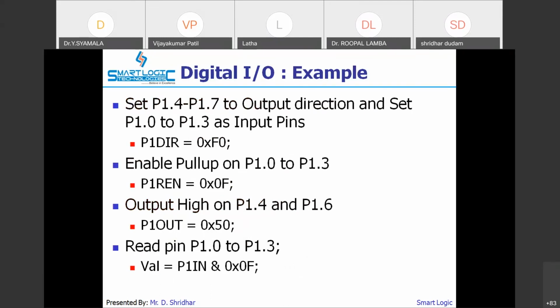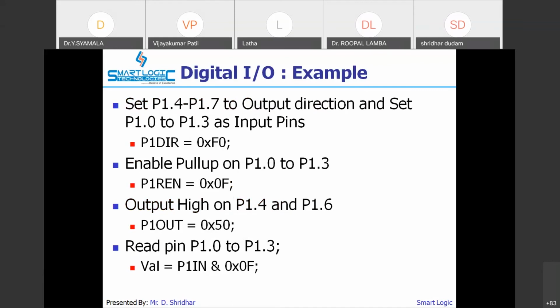Let me give an example of how we can use it. Suppose I want to use P1.4 to P1.7, that is the higher nibble, as output and the lower nibble of port 1 as input. Then I can simply write P1DIR equal to 0xF0.